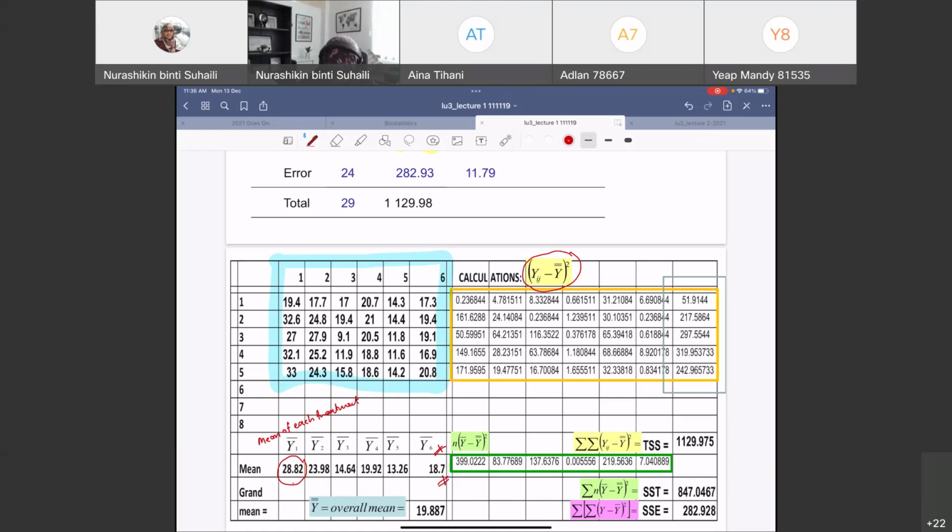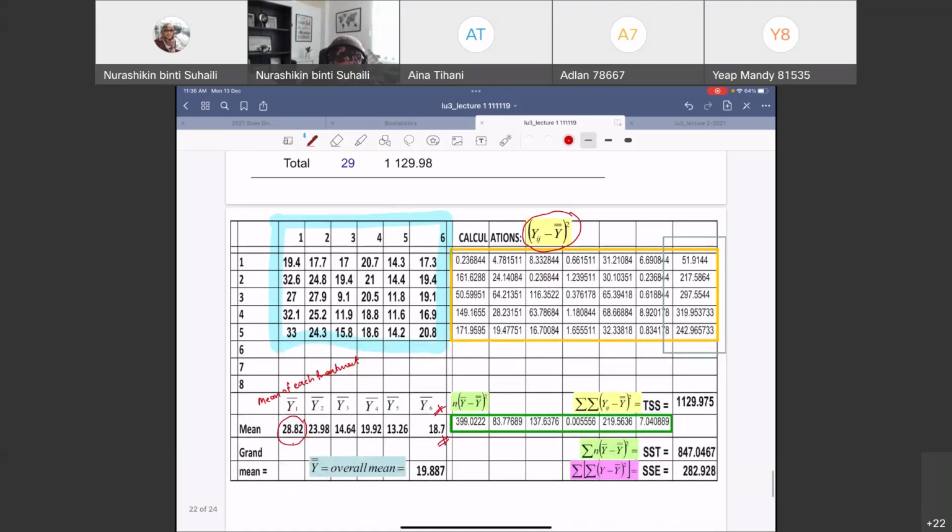So once you solve that, you have to solve for the overall mean. So how to find the overall mean? So y double bar, you see this one, double bar. It means that you just add up 28.82 plus 23.98 until 18.7 divided by 6, right? So you got 19.887. So that is the overall mean. Okay, those are the two things that you solve first.